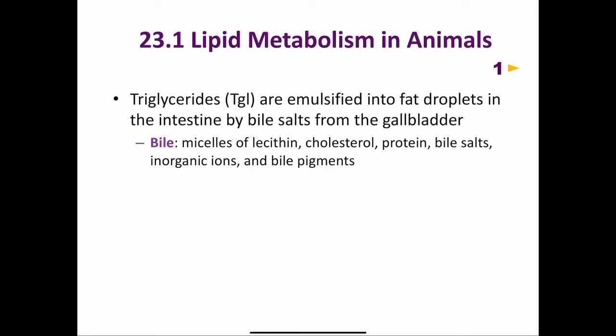Triglycerides, also called triacylglycerols, are fatty acid esters of glycerol and are highly hydrophobic, or water-fearing. Because of this, they must be processed before they can be digested, absorbed, and metabolized.